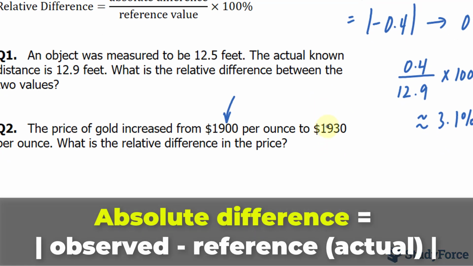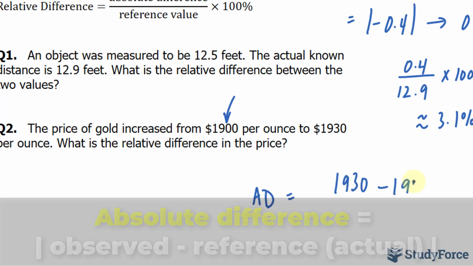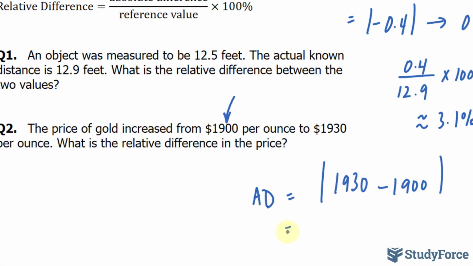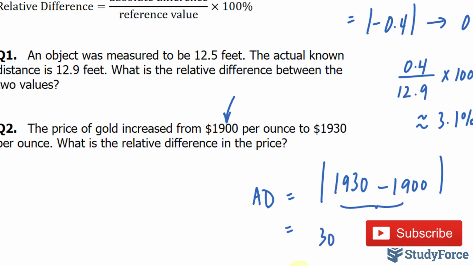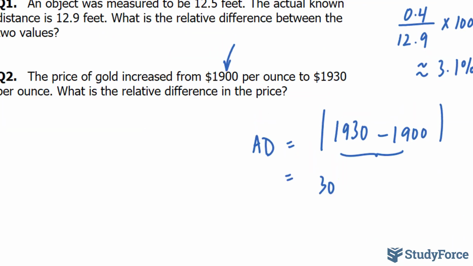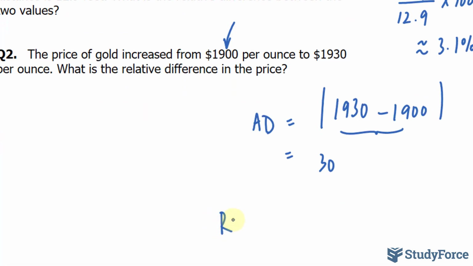So we take our observed of 1930. I'm going to go ahead and calculate the absolute difference. So 1930 minus 1900, that is equal to a positive difference, so we don't have to do anything with it. We just leave it as 30. And so now we will take this value, and using that formula that we have, I'll call it RD is equal to 30, that's our absolute difference, divided by the reference value, which is 1900. Don't forget to multiply this by 100%.